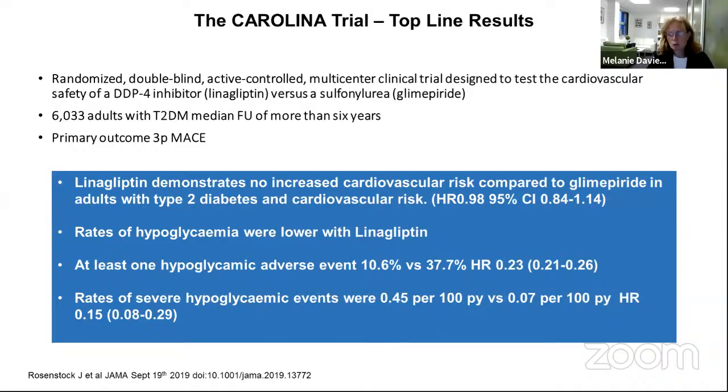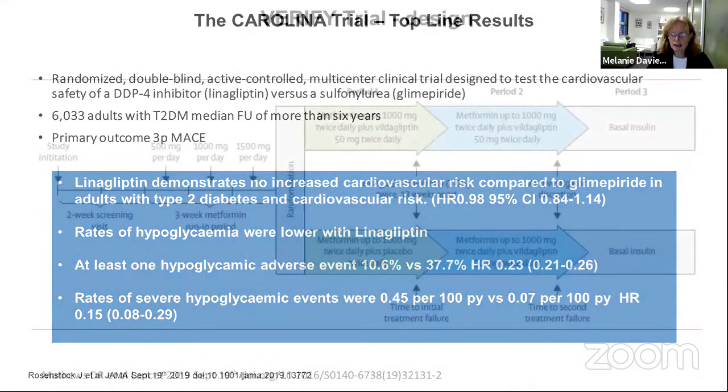It did tell us what we know, I think, about the risk of hypoglycemia, and that SUs do increase the risk of hypoglycemia and DPP-4s reduce the risk. But this wasn't translating into cardiovascular harm. And I think that's an important finding, particularly in countries where access to SUs is really their, and metformin is really their only option.